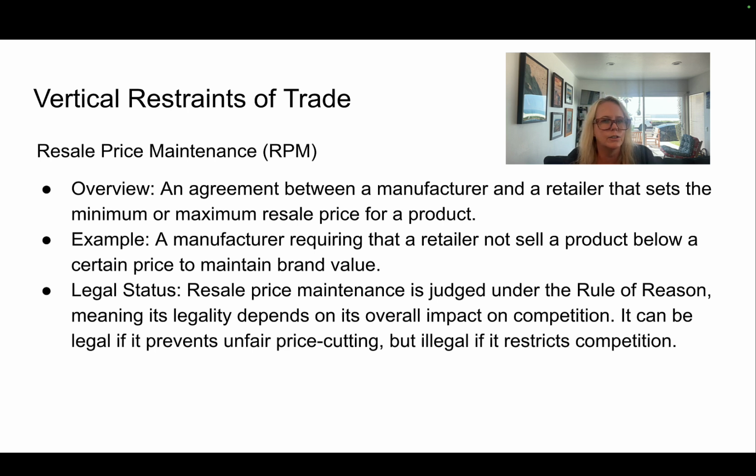You see this with actually a lot of luxury goods where Louis Vuitton, for example, will not let anyone sell their products below a specific price. It's not necessarily illegal if it does not harm competition, and we have lots of luxury brands out there. So under the rule of reason, it's determined that that is a legal restraint of trade practice.